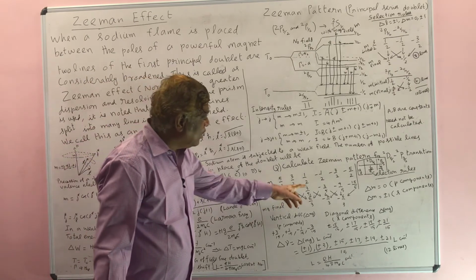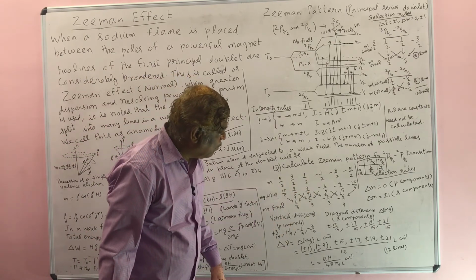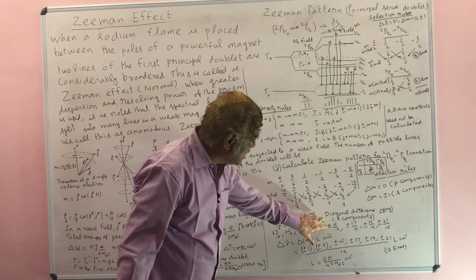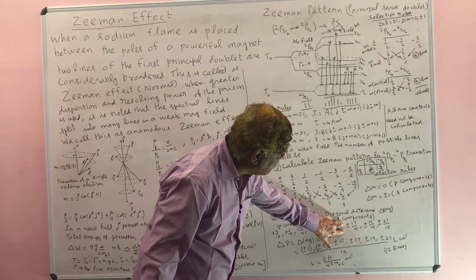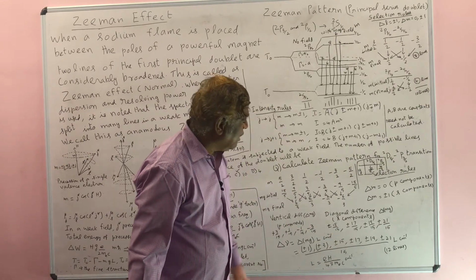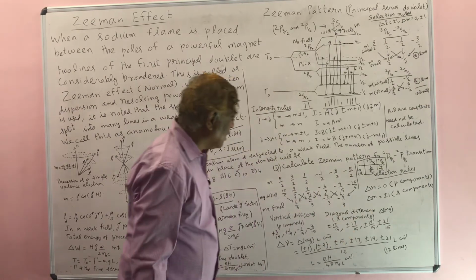Because 4 vertical plus 4 plus 4 diagonal, there are 12 lines in total. For example, this corresponds to 2 lines, plus 17 by 15 and minus 17 by 15. Another line and so on. So this is an 18 line pattern.